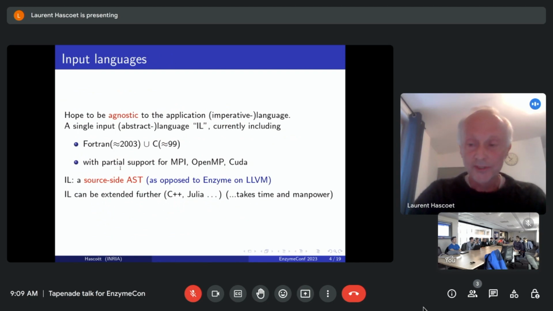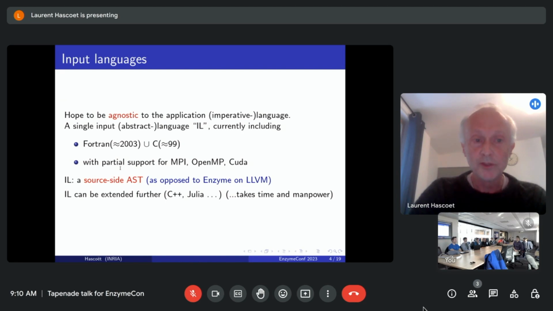The input languages that we can deal with are Fortran, more or less less than 2003, and C, less than C99. But basically, the most frequent constructs are there.